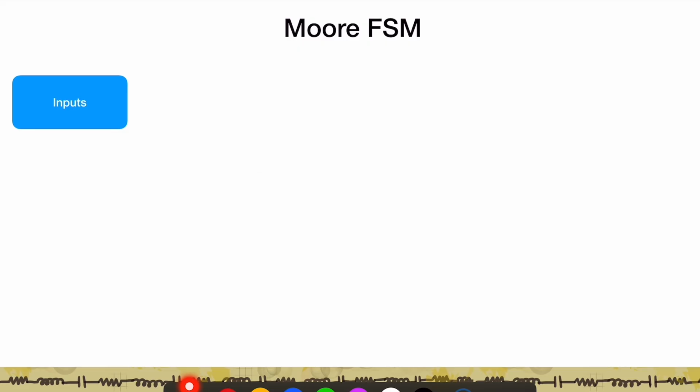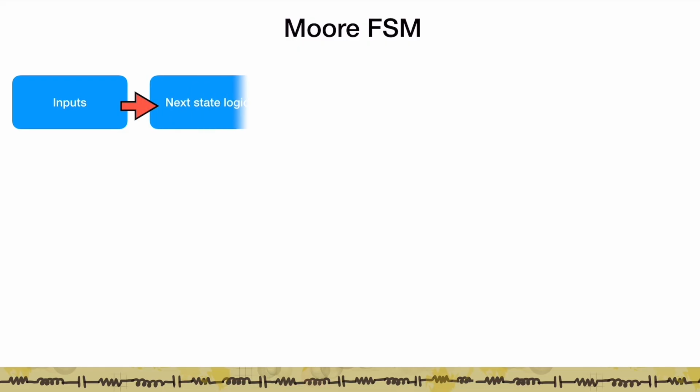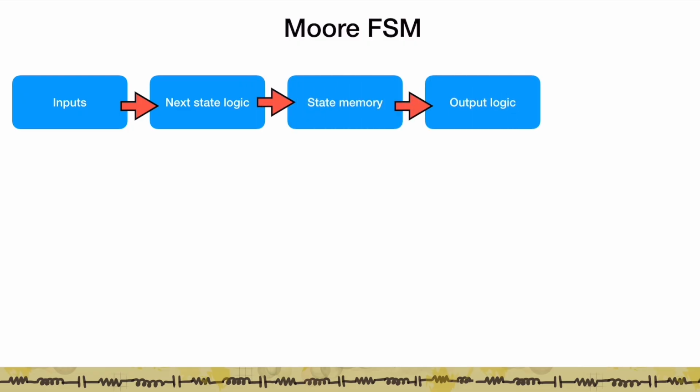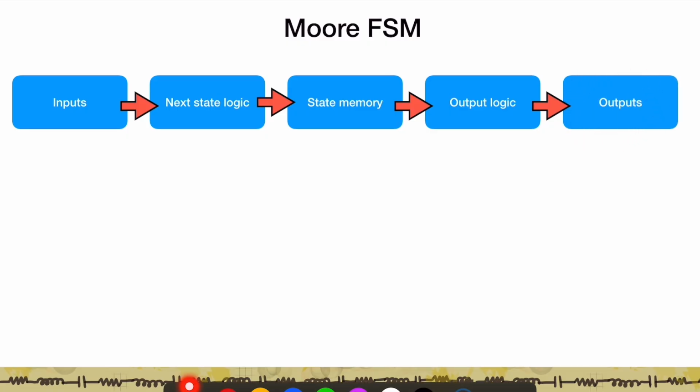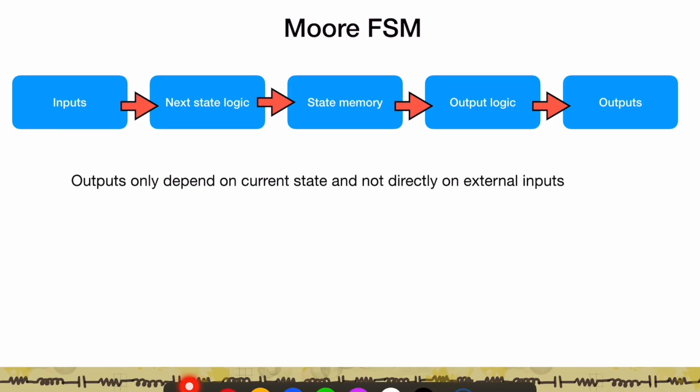So let's first recall what a Moore FSM looks like. So you have inputs that flow into the next state logic, that flow into the state memory, and the state memory again has output logic and gives out the outputs. So it's the state memory that controls when the outputs are going to be present, right? So the outputs depend only on the current state and not directly on the inputs.